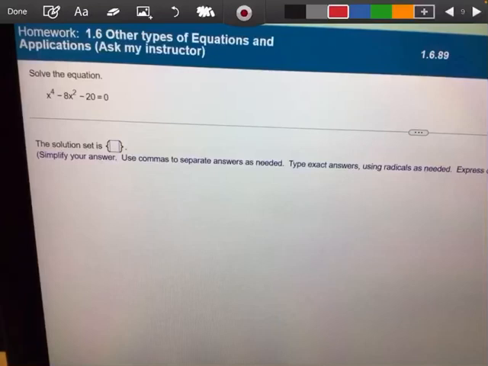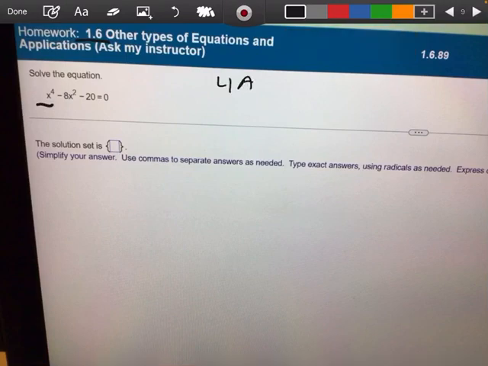All right, so y'all, this is a problem out of 1.8. It's one of the homework problems out of 1.6. And it's talking about how do I solve this equation here, okay? So if I'm trying to solve this equation, y'all, this is one of those equations that's kind of in quadratic form, okay? So one thing I want to mention, y'all, this is an x to the fourth.